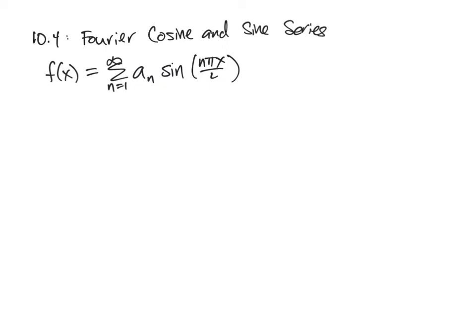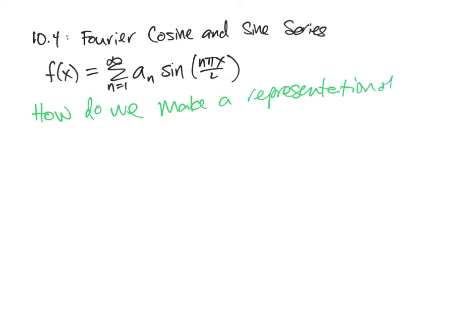And in the last section, we learned how to approximate or represent a function as a sum of sine and cosine terms. But the question now is, how do we make a representation of f with only sines, or for that matter, only cosines?